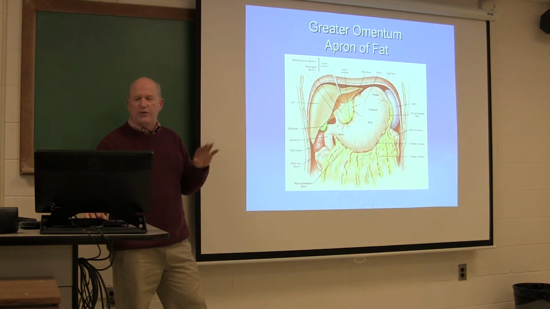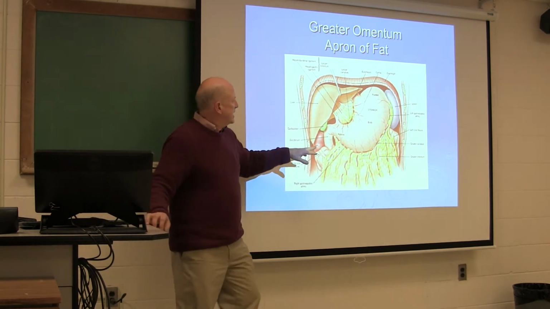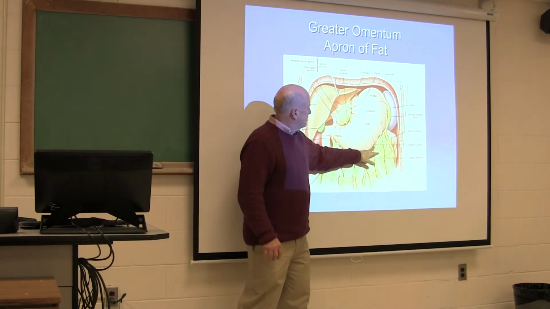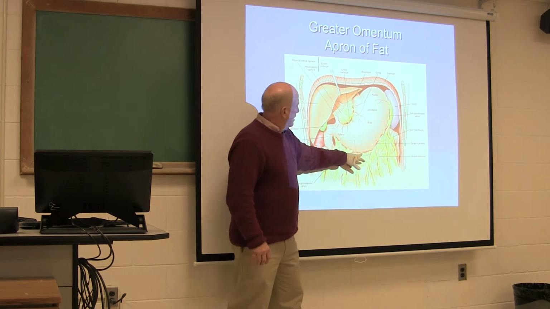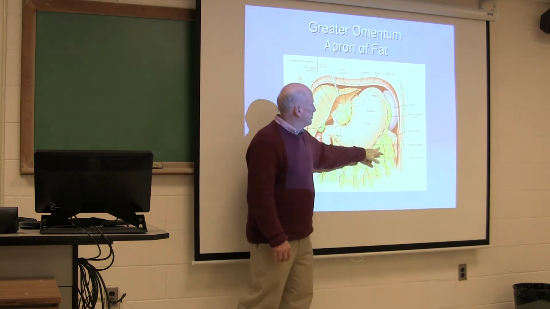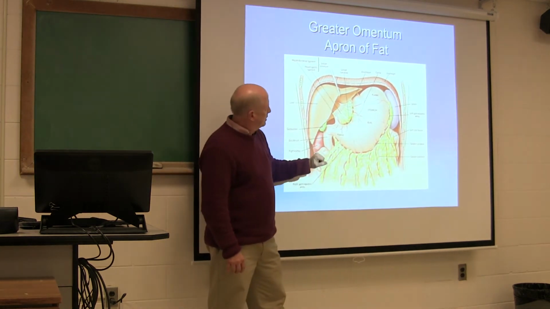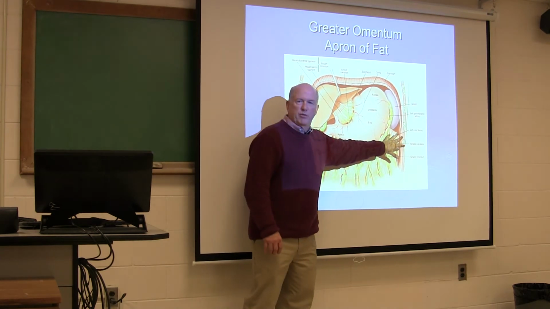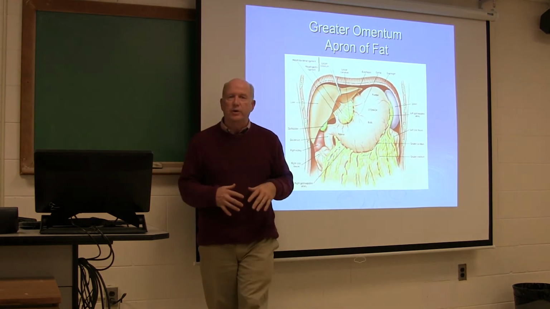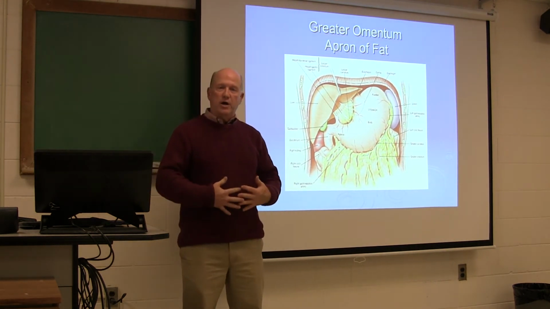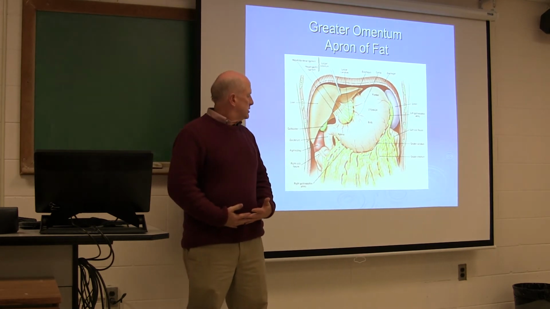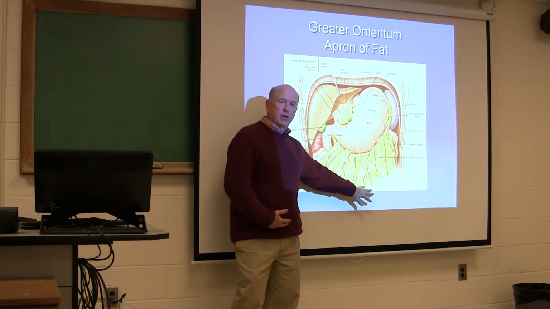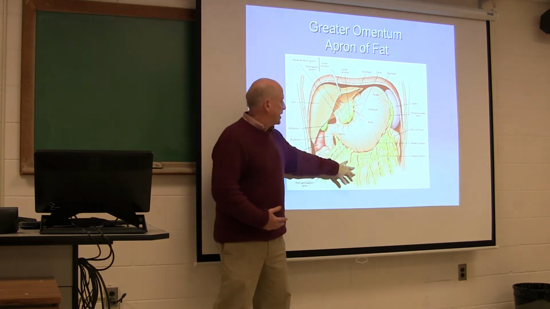Let me see. I threw an extra slide in here. Look what's attached to the stomach, the bottom of the stomach, what we're going to call the greater curvature. There's a big curve of the stomach, the greater curvature. But we see this fatty sheet attached to it, and that goes down across all of the small intestine, all the way down to the pubis. So that is the greater omentum.